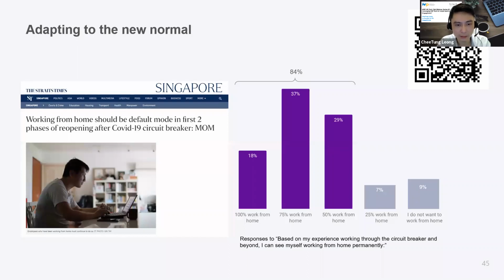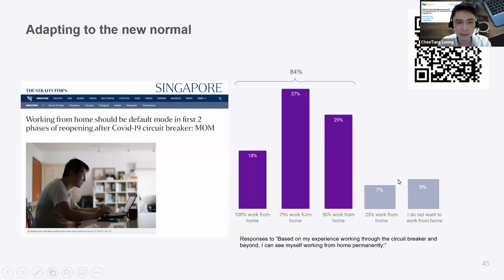This is the question actually. If you look at the question below the chart, it's based on my experience working through the circuit breaker and beyond, I can see myself working from home permanently. Half the time, a quarter of the time, 3/4 of the time, or 100% of the time. So you'll see that actually only less than 10% of people said that they do not want to work from home. And even only 1/4 of the time, that's still more than 1 day a week or 1 week in a month. So it's still a considerable preference to work from home.